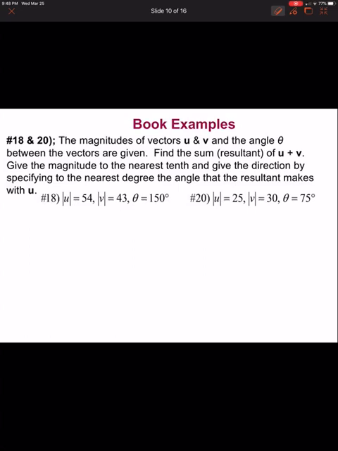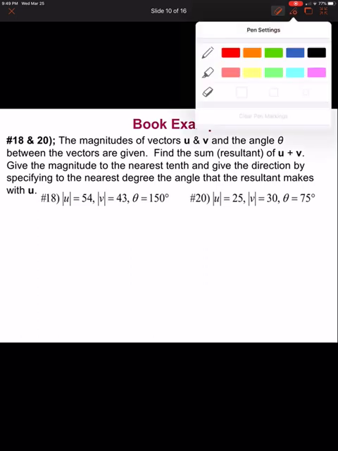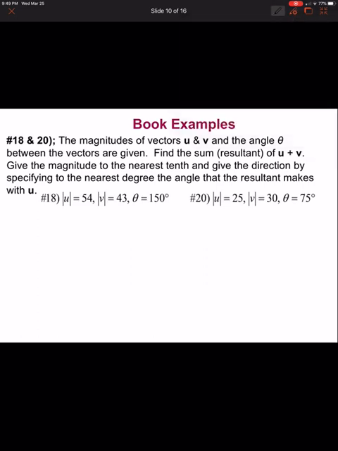All right, let's take a look at the next example here, number 20. Same information. We've got two vectors whose magnitudes are given. Vector u's magnitude is 25, and vector v's magnitude is 30. And the angle between the two vectors is 75 degrees. So let's draw a picture. Let's go ahead and construct a picture here for number 20.